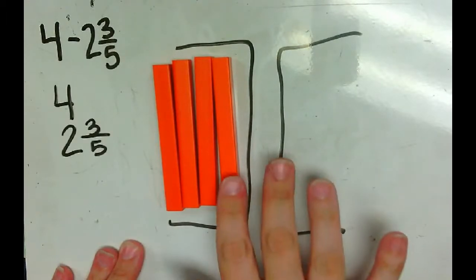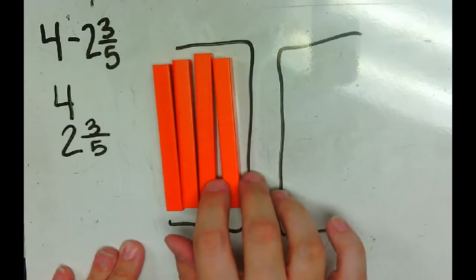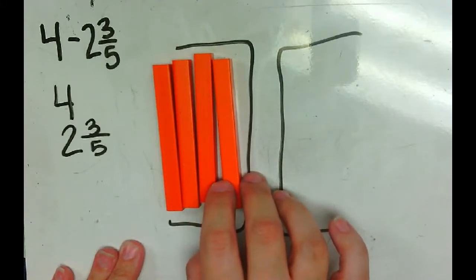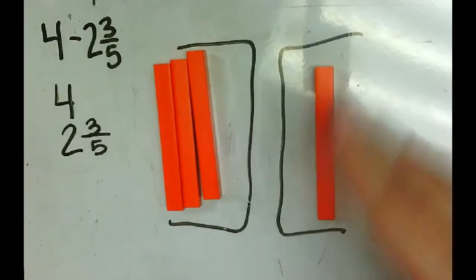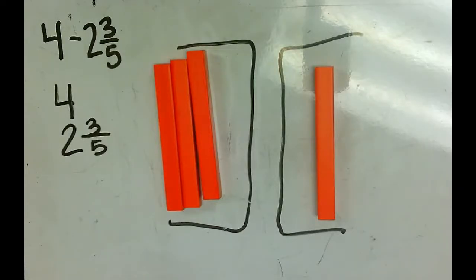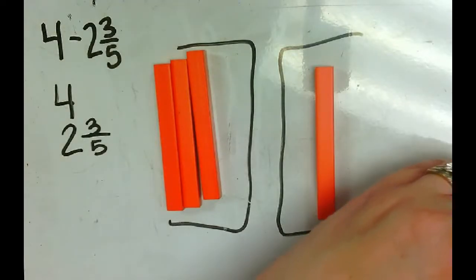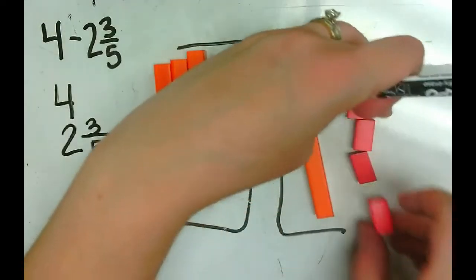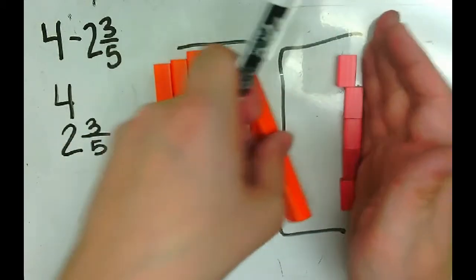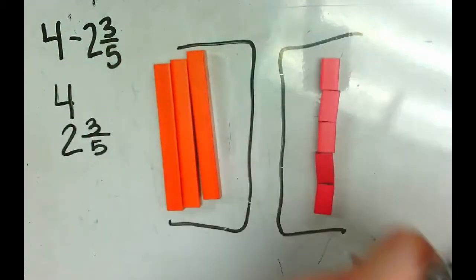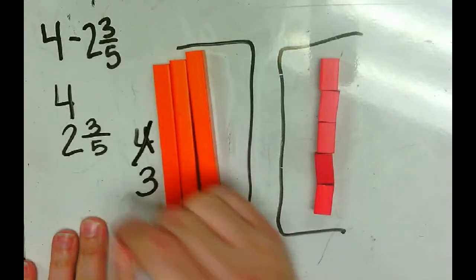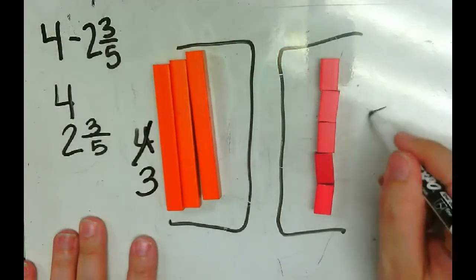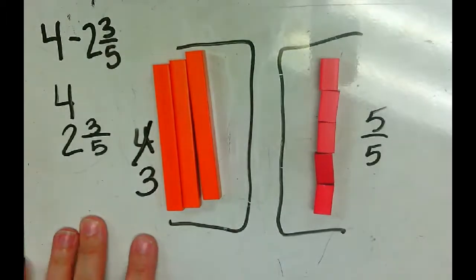So I have to take a whole and exchange it. So I got to move it over here. What is that going to be worth? 5/5. So I did have 4 right here, but I just borrowed 1 and made that 3, and I made this 5/5. So let's show what we did over here.